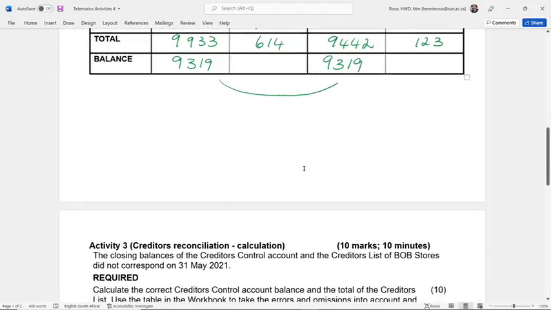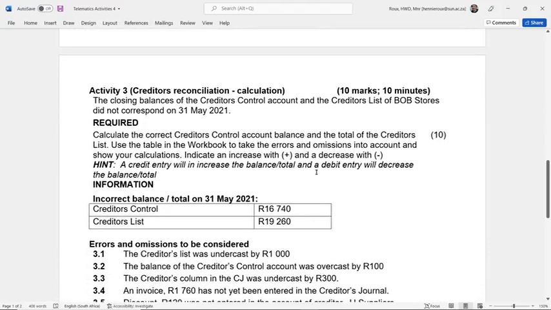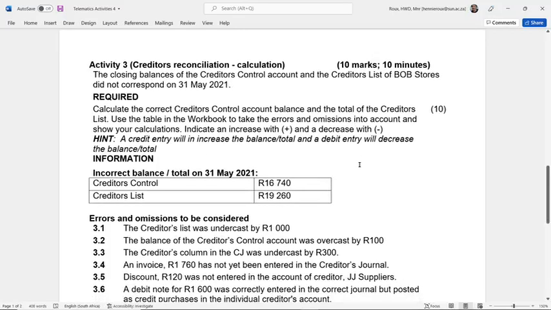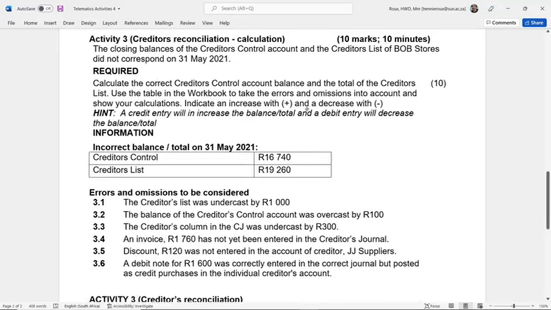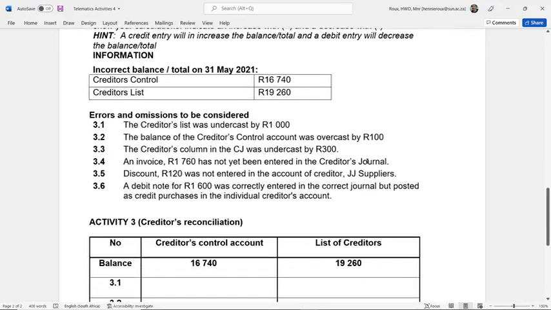The next activity is on creditors. The same principles, but now we must just remember creditor is a liability. CJ will increase, CAJ will decrease. We must indicate by using plus or minus, and there's a rather big difference. Creditors control account 16,000, but the list 19,000. So somewhere we made big mistakes.